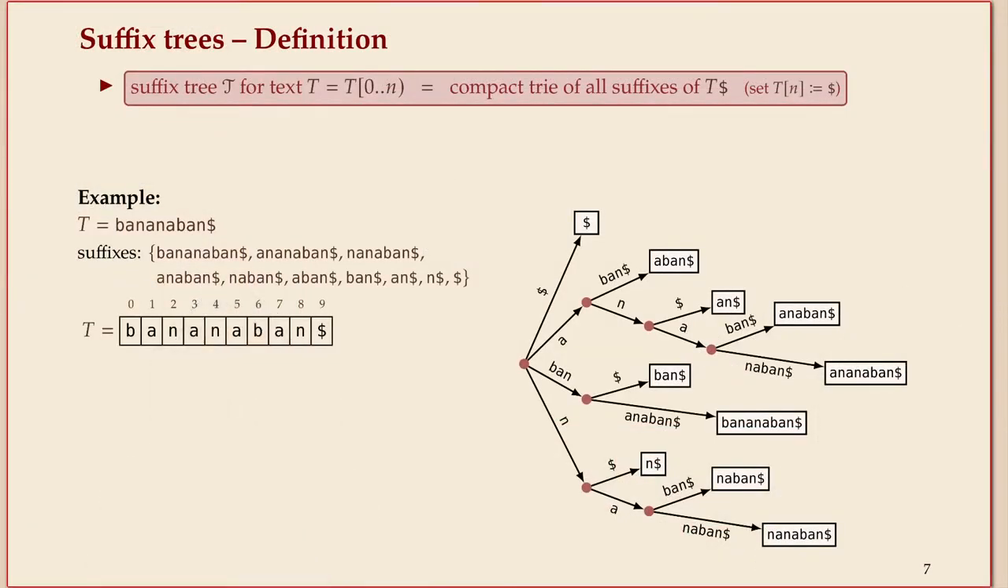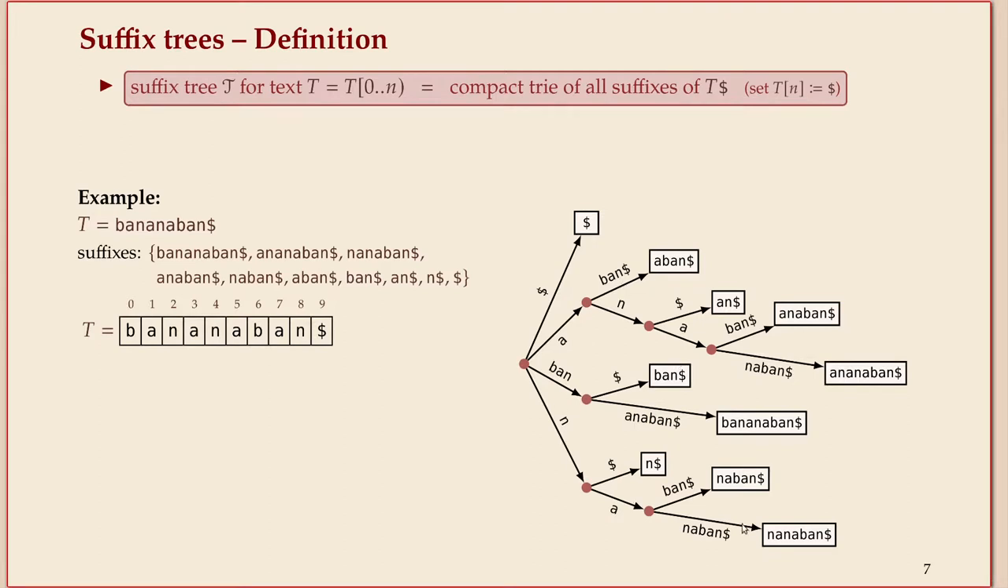Okay, it doesn't work. My favorite string that you will see many times in this unit is banana ban, because it has lots of self-similarity. If you take all the suffixes of that string and build the same type of tree, you get this picture, just drawn sideways so that it nicely fits on the slide.